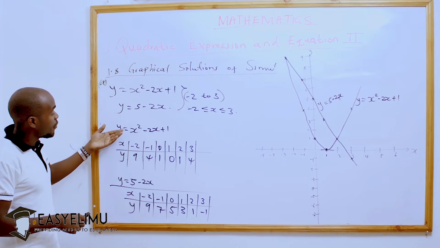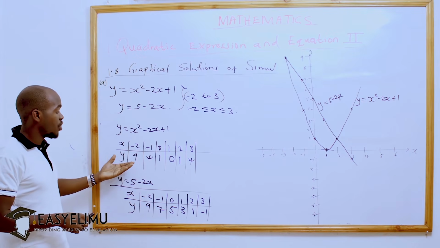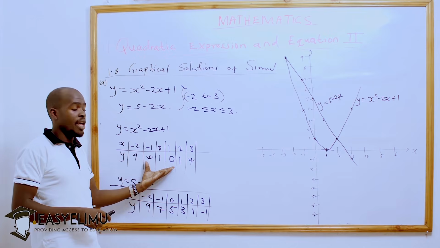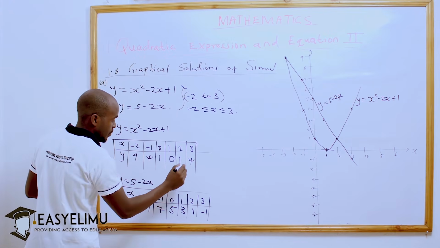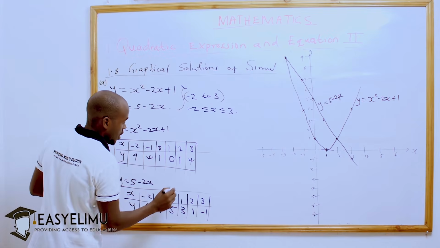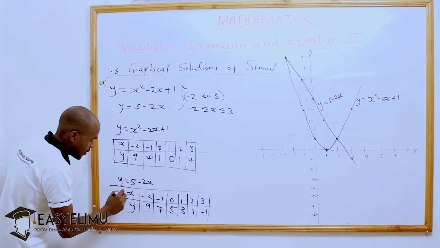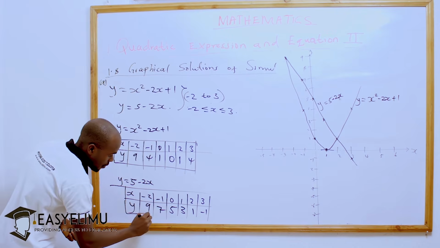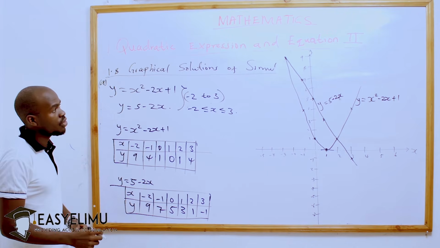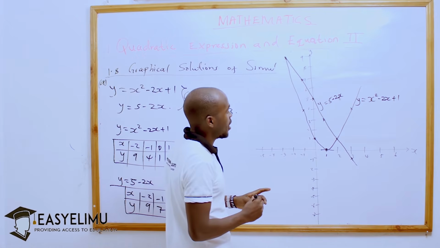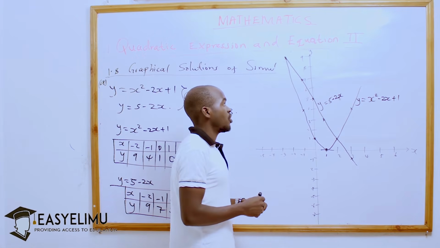So for the first quadratic equation, on drawing, you will find the table looks like this. You may enclose it as you wish, it depends on your own preference. So that's the table for that, and then for the linear function, you find the table is this. And on drawing it on a graph, you will find this last stage.